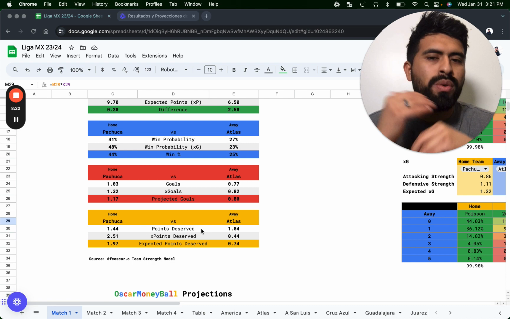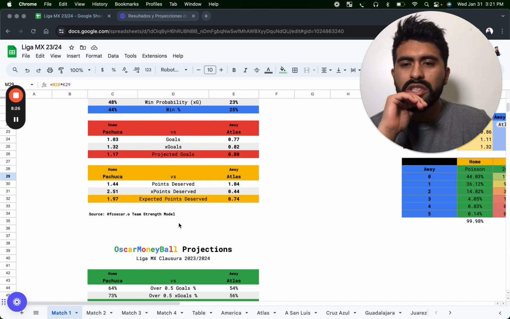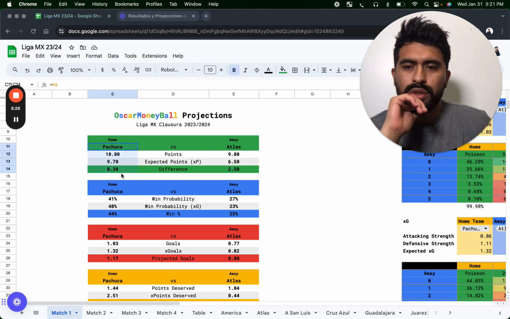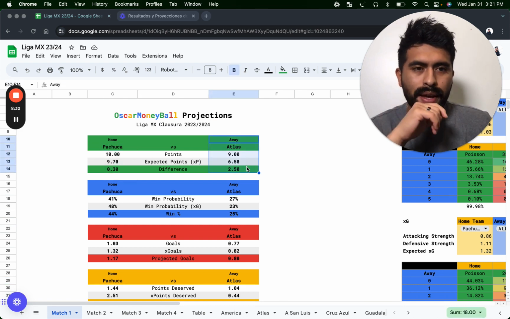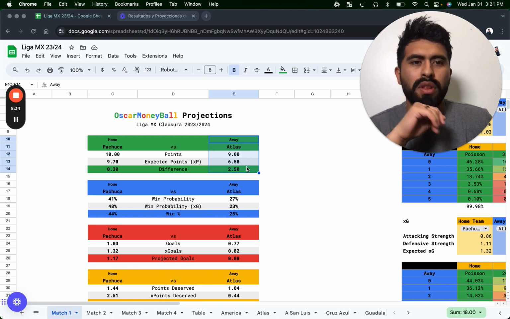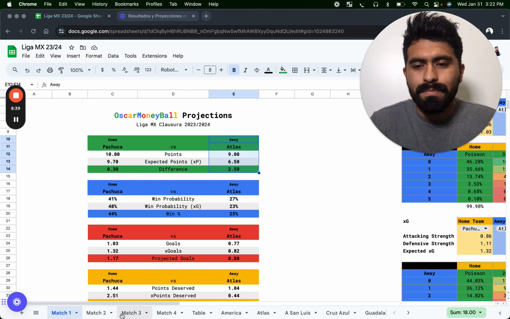We're seeing that Pachuca is expected to kind of be strong at home. They're solid. They have great form, which is what we see here. But Atlas do tend to sneak away and get a little bit more than what they actually deserve away. So, yeah, next match.